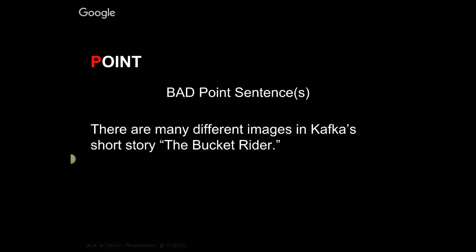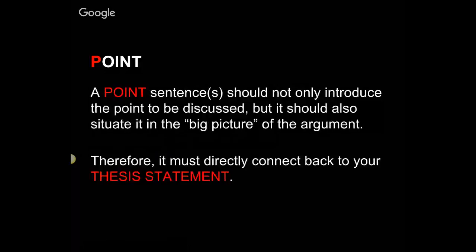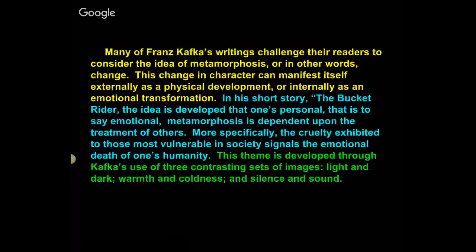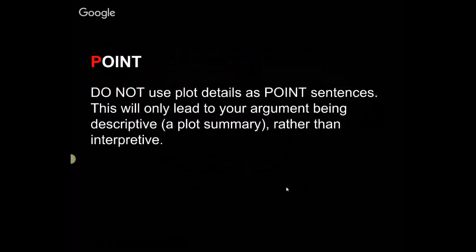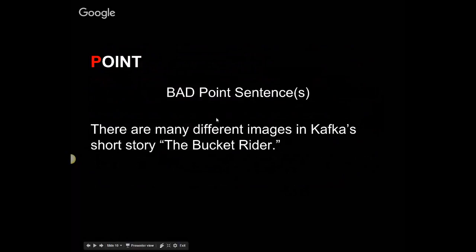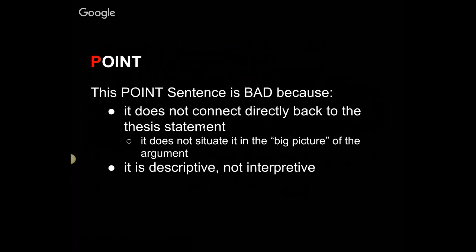So here's a bad point sentence. There are many different images in Kafka's short story, The Bucket Rider. Well, we know that because if I go back here, I've actually listed the different images. So that's self-evident, right? We don't want to be self-evident. We want to be interpretive. We don't want to be descriptive, okay? We have to say something. This is not really saying anything, and it's definitely not going back to your thesis, okay? This is a bad point sentence because it is descriptive, not interpretive, just as I said, and it doesn't go back to the actual big picture or your thesis statement.